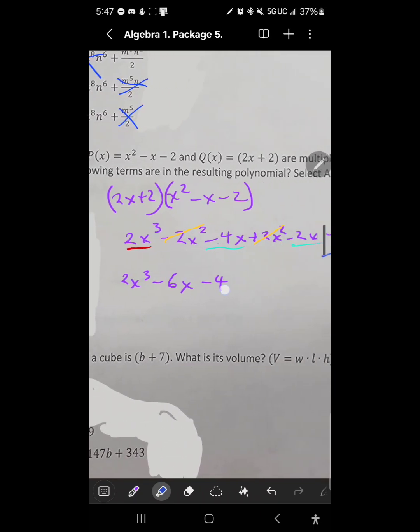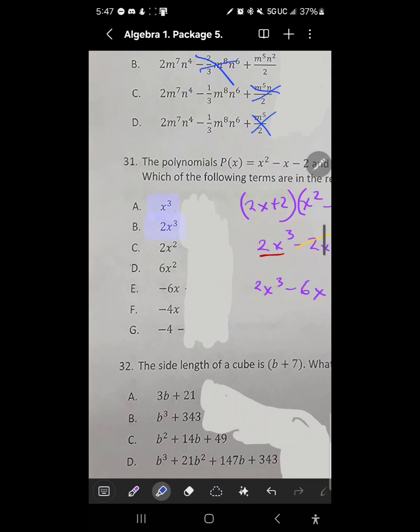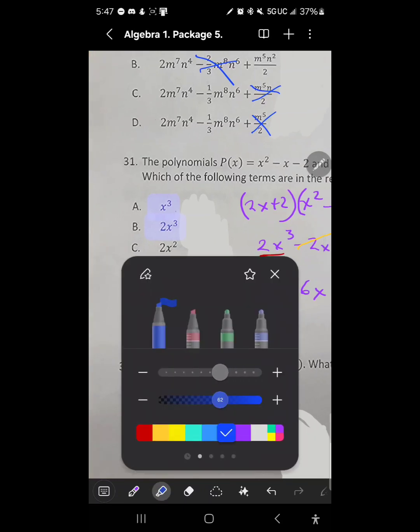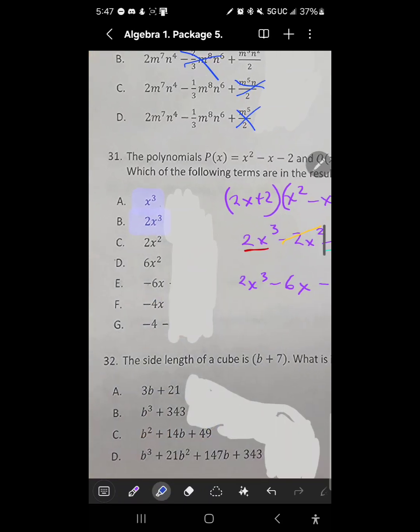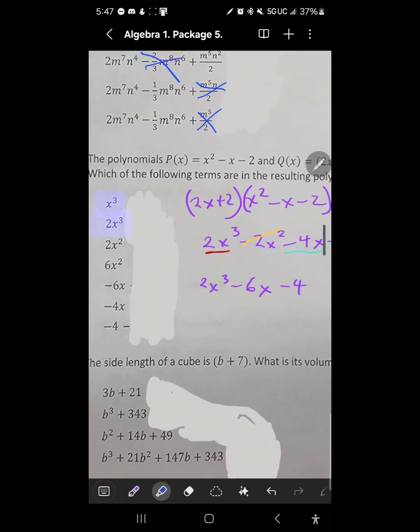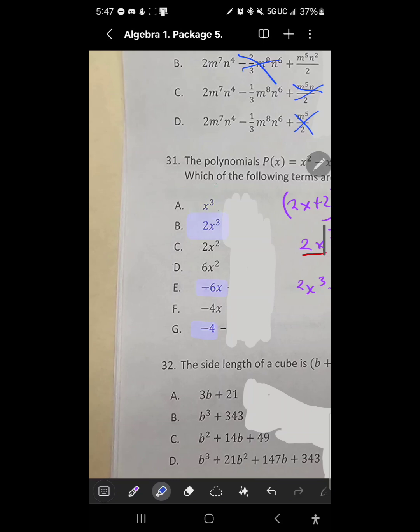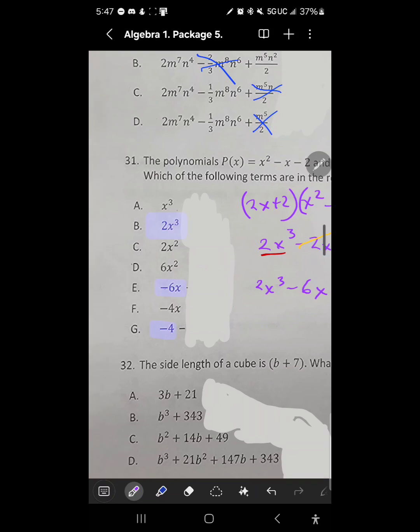Wait, which of the following terms are in the resulting polynomial? So 2x squared was cancelled out from before, so I don't think that's part of the answer. 6x squared, again, the same. Now we do have the negative 6x, and we do have the negative 4. Okay, I see that they are not considering this one correct because we do not have a coefficient in front. So yeah, for specificity, I think that's fine.